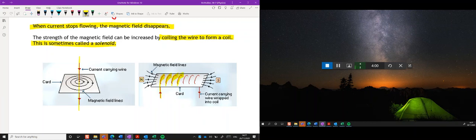My pen's running out. There we go. And in creating that coil, we increase the strength of the magnetic field.